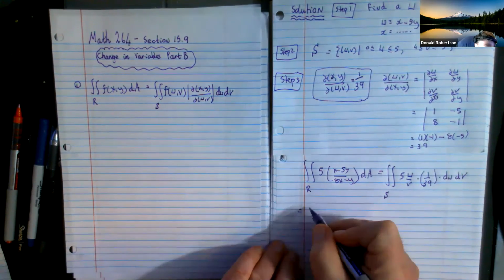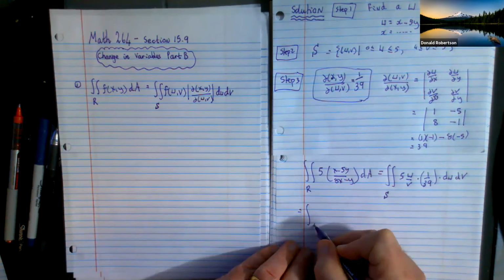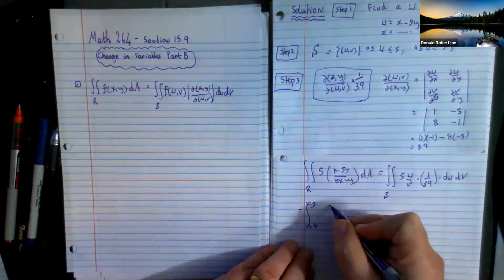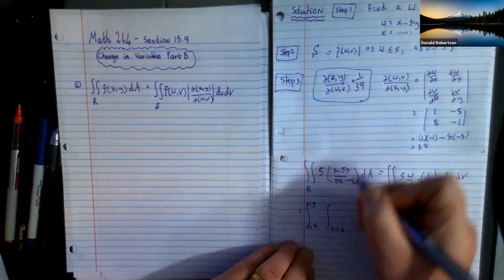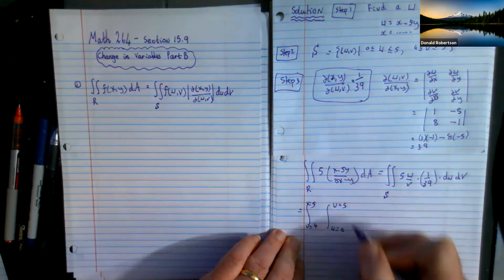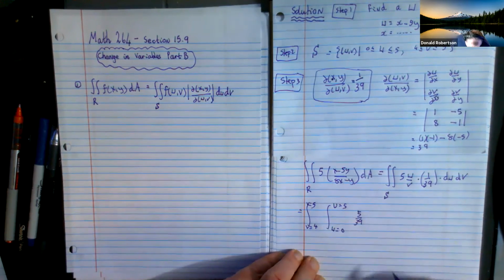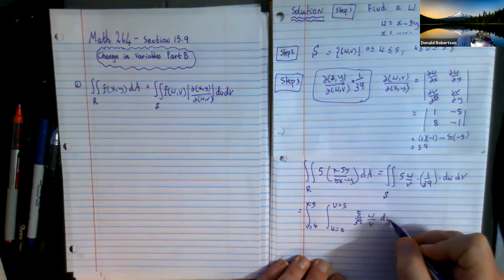And since I know the limits for u and v are, what's v? v goes from 4 to 5, and u goes from 0 to 5. We have 5/39, I'll stick it here because I don't have room, times the integral of u over v du dv.